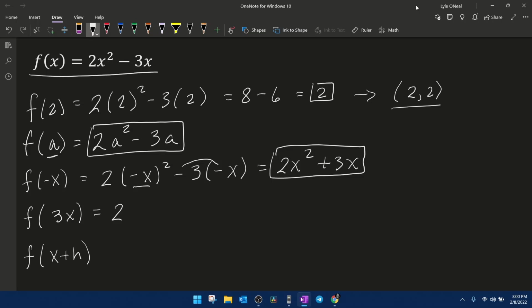F of 3x, replacing every x here with 3x.